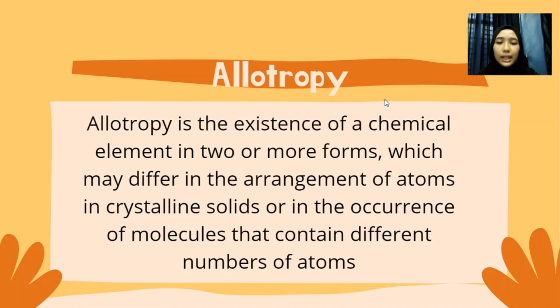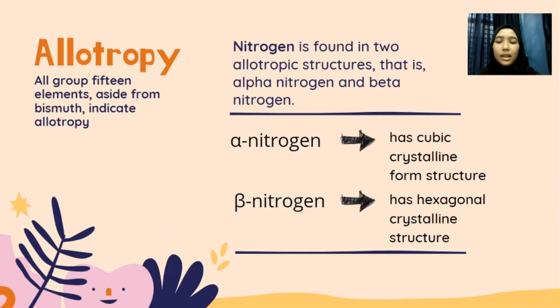Next, allotropy. Allotropy is the existence of a chemical element in two or more forms, which may differ in the arrangement of atoms in crystalline solids or in the occurrence of molecules that contain different numbers of atoms. All group 15 elements, aside from bismuth, show allotropy. Nitrogen is found in two allotropic structures, alpha nitrogen and beta nitrogen. Alpha nitrogen has a cubic crystalline structure, while beta nitrogen has a hexagonal crystalline structure.